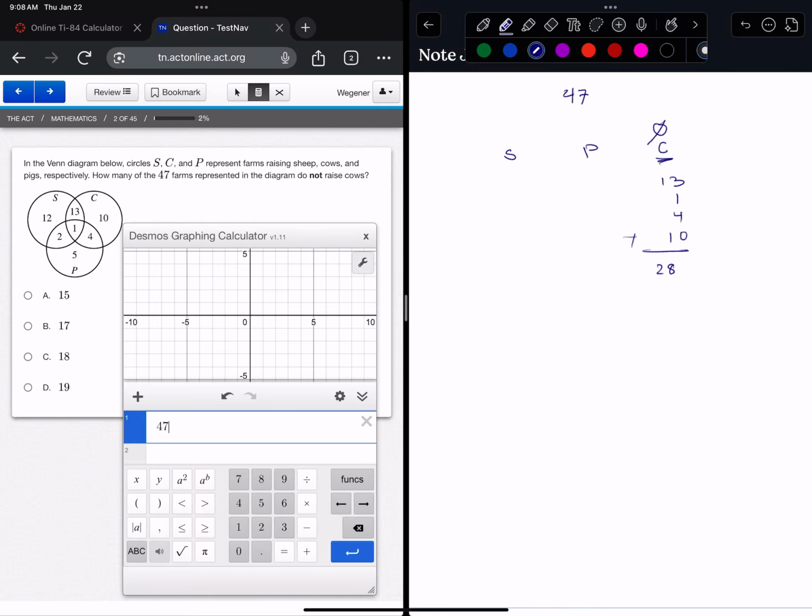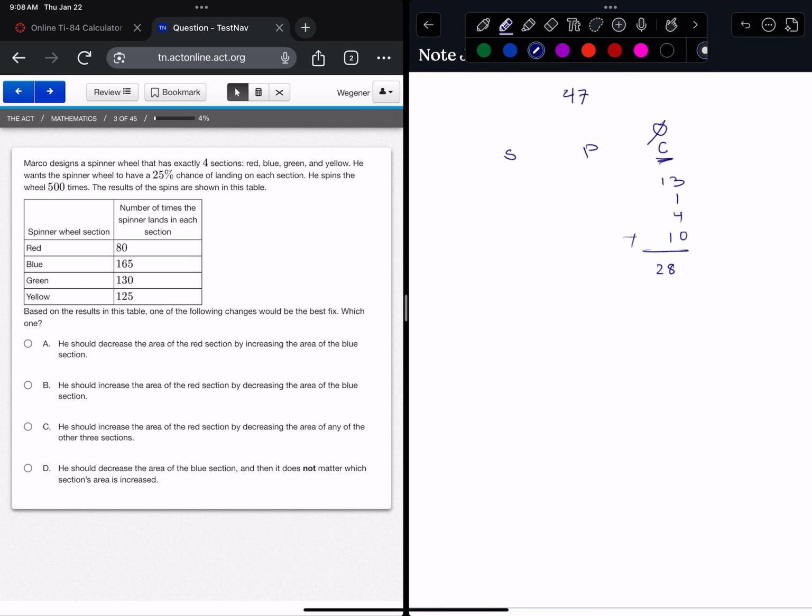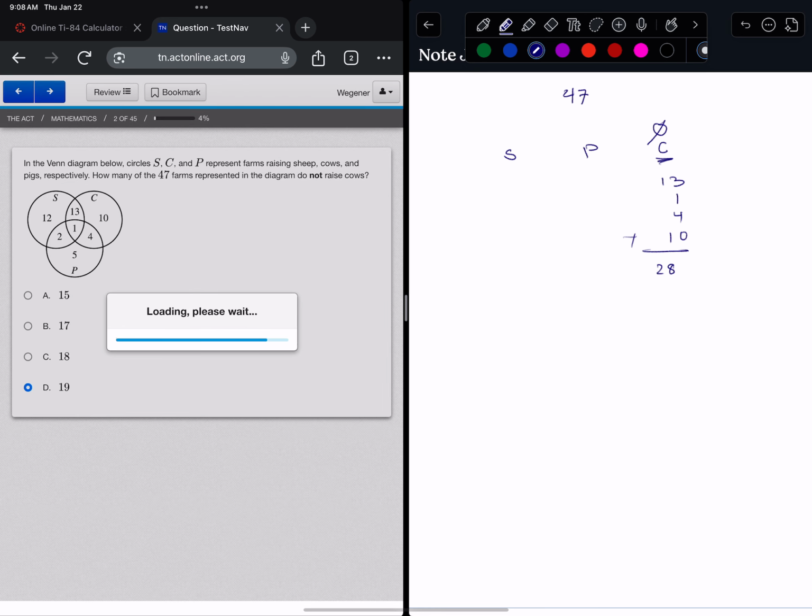47 minus 28 is, I believe I got 19, so the answer is 19. Notice I didn't really use the answer eliminator. I just wanted to get to the answer. So it's up to you to use the tools, but yeah, the answer is 19 for that last one.